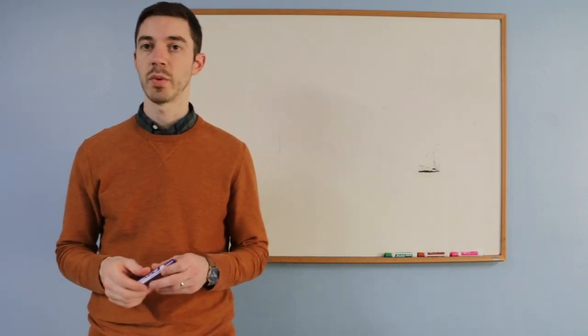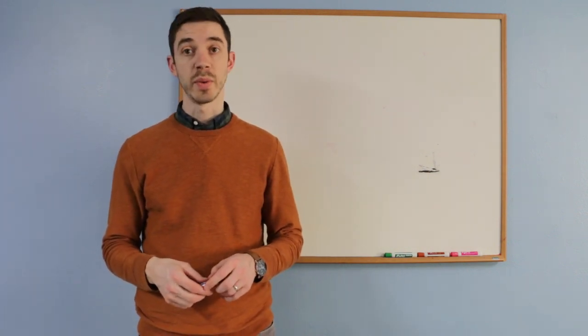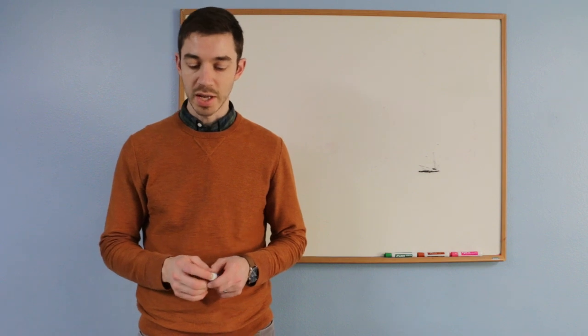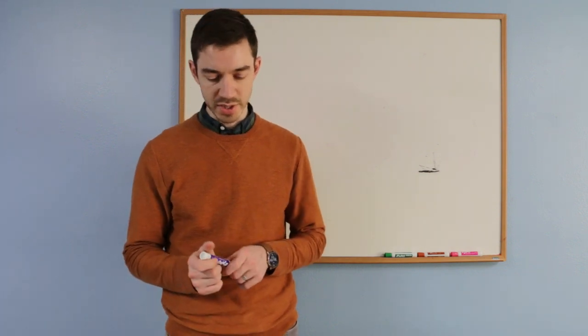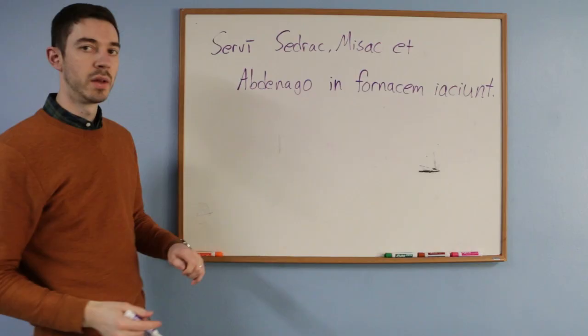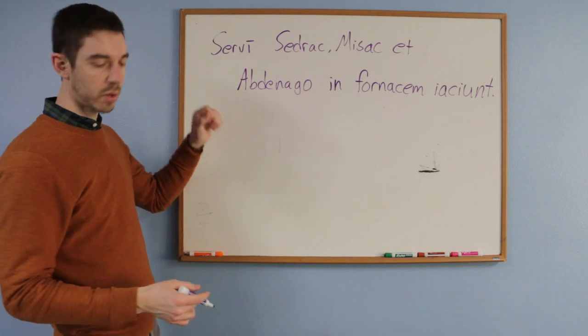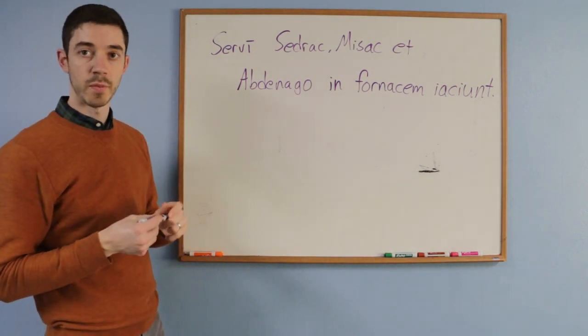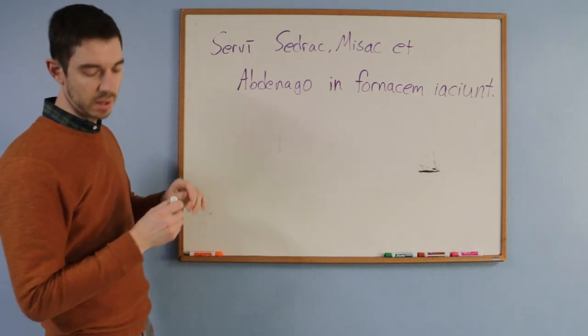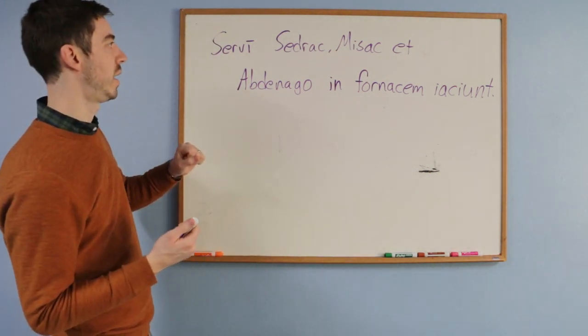Today in this video we're going to work through another Fabula together, translating from Latin into English. Last week we did Sedrac, Misac, et Abdenago prima pars, the first part. Today we're going to do Secunda pars, the second part. Alright, so here we go. And we are going to focus on verb endings today, if we can, especially A stem and E stem endings.